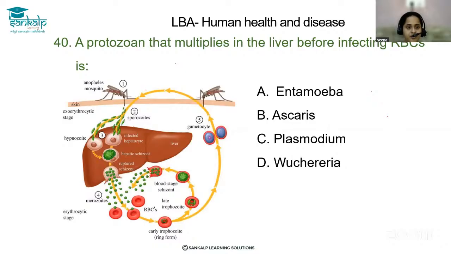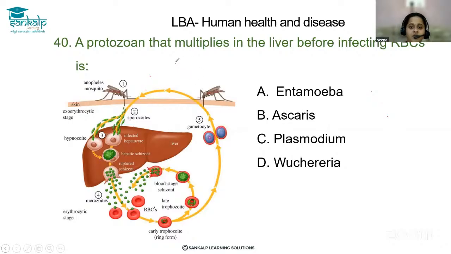Let's solve question 40. A protozoan that multiplies in the liver before infecting RBC. So dear students, many times we have discussed this same type of question, right? So here, the protozoan that multiplies in the liver, right? And then it is going to affect the RBC cells. In which case is it?